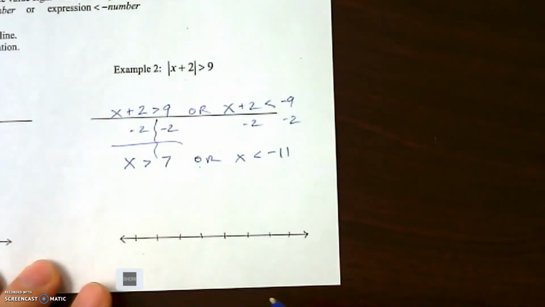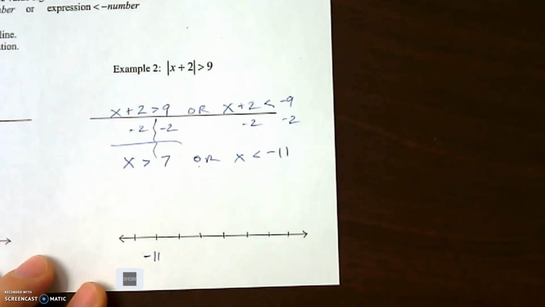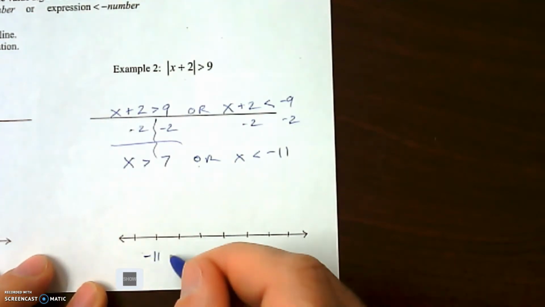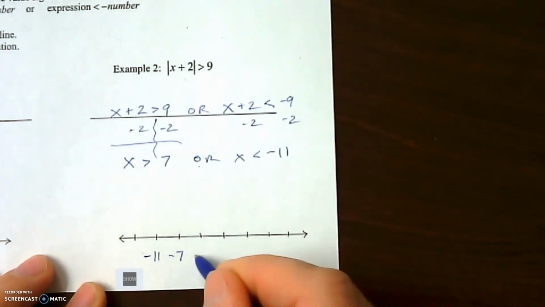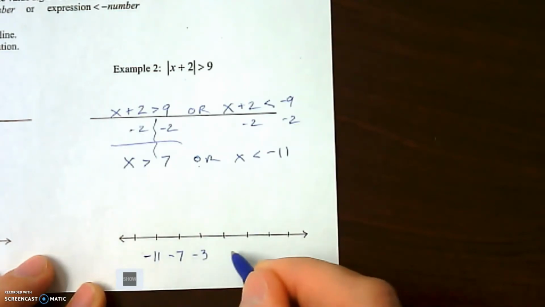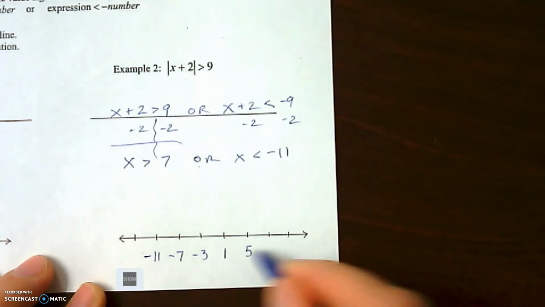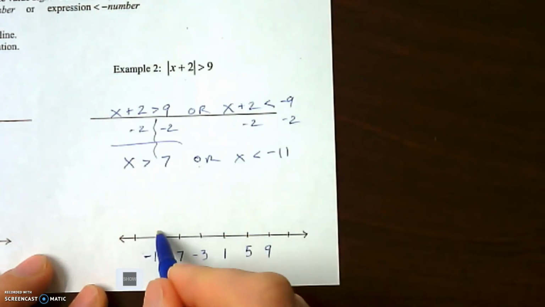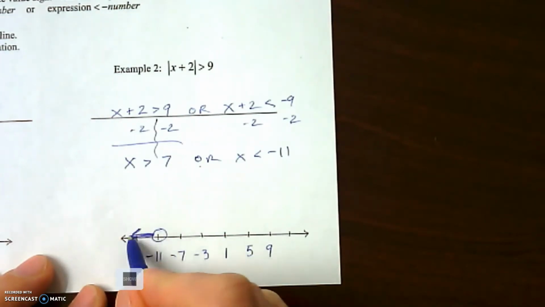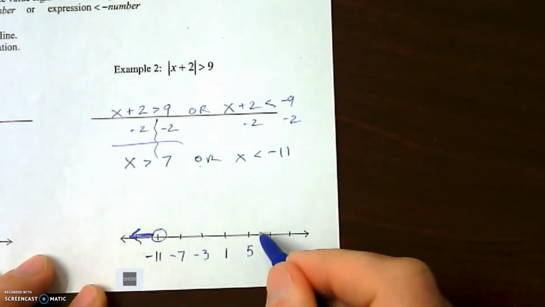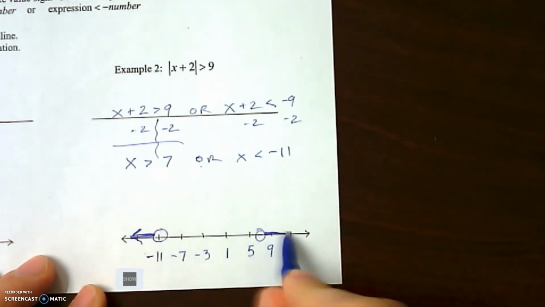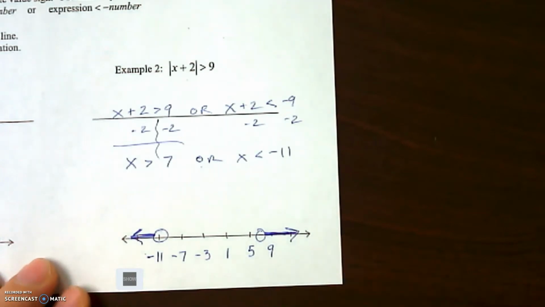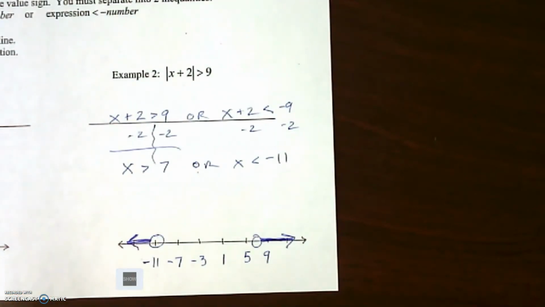So how would I do this one? I'll put negative 11 here. Maybe I'll count by 4s again. There's negative 7. There's negative 3. Positive 1, positive 5, positive 9. So 7's not going to show up, but that's okay. All numbers less than negative 11 or all numbers greater than 7, just go in between where you think it will be. It's okay to do that. And things like that happen.